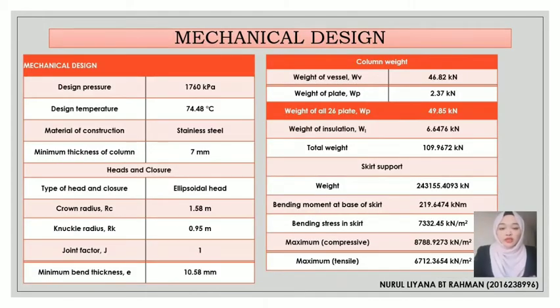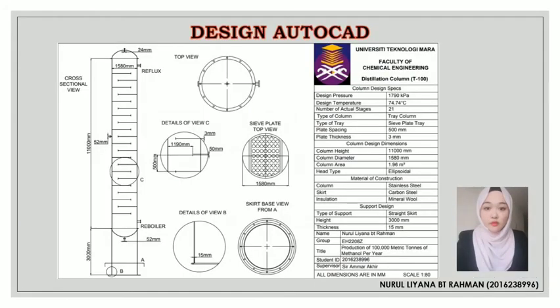So the next table shows the summarization of the mechanical design for distillation column T100. Mechanical design is very important in order to determine the design pressure and design temperature that will be used in our distillation column. So the design pressure here is 1760 kilopascal, and the design temperature is 74.48 degrees C. Lastly, the figure shows the AutoCAD design for distillation column T100. All the design specifications are stated as in the figure shown.